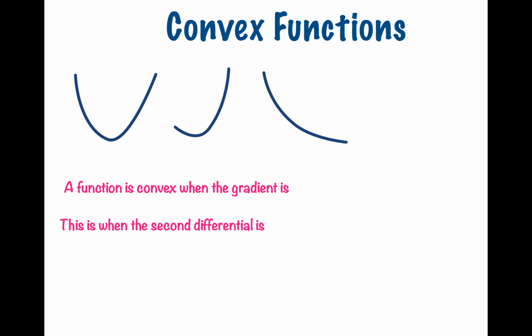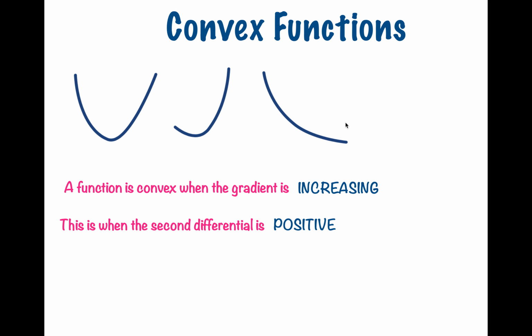Convex is the opposite. We've got a gradient that's increasing, and it's when the second differential is positive. So notice it's not when the gradient is positive itself, it's when the gradient is increasing. So here, for example, on this curve, we'd have a very, very negative gradient, and then the value for the gradient is getting closer and closer to 0, and then getting more and more positive. So the number that the gradient is increasing.